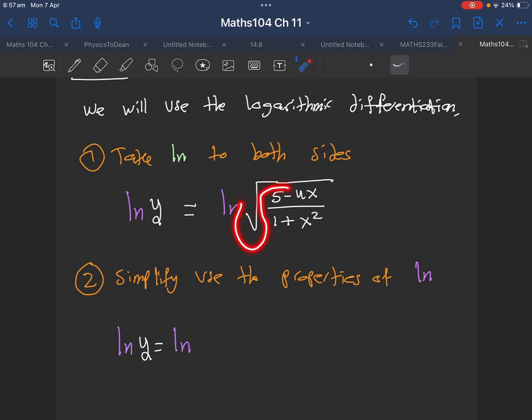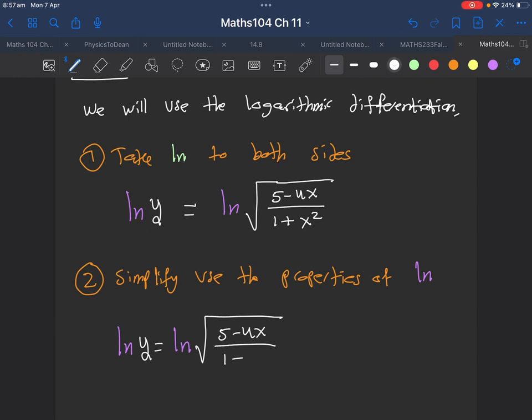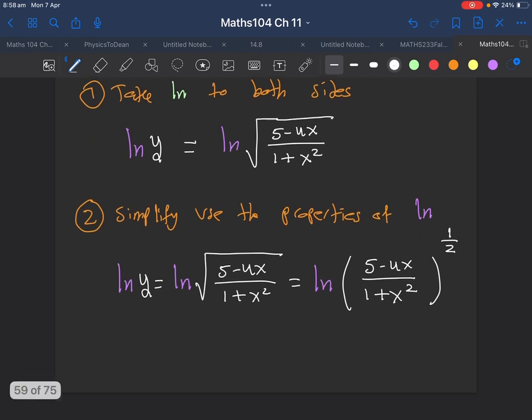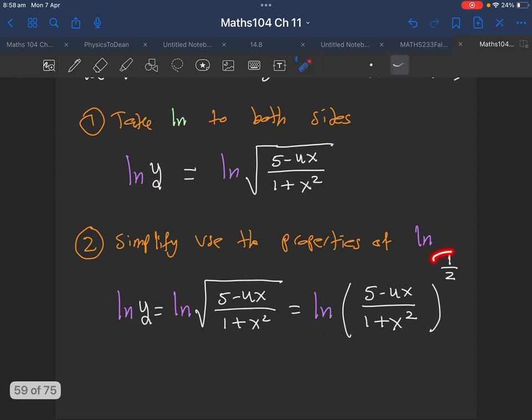Well, the first thing, we know that the square root can be written as power half. So if we just write it down, I will rewrite it as power half. So we have ln, and then we have a big bracket to the power of half. Here we have 5 minus 4x divided by 1 plus x squared. Now, we know what will happen to the power half. It will just go down. So let me write it down here. We get half, and then we have the ln of the quotient.